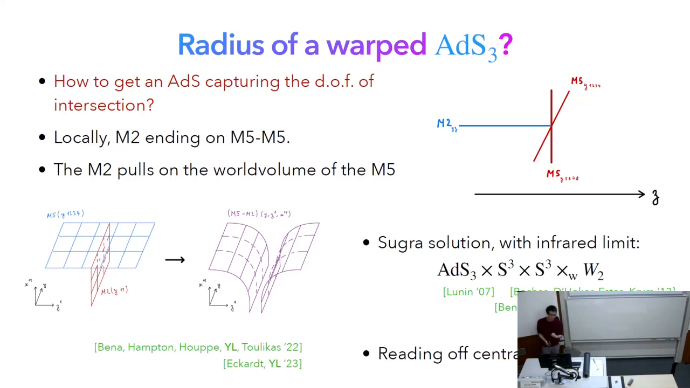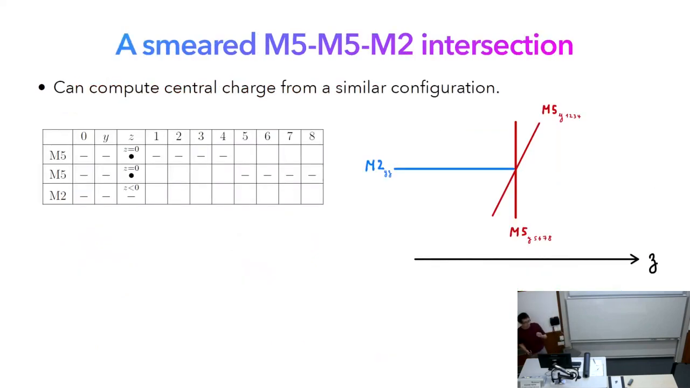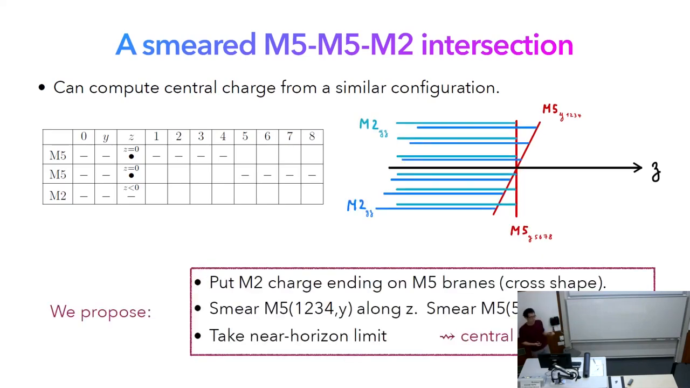Reading off the central charge in this configuration is a mess, but we can compute the central charge from a similar configuration. So instead of having this M2 brane ending at a point, we propose to put the M2 brane charge ending on the entire M5 brane along a cross shape, and then assume that Z is compact and smear the M5 charge along Z. We can take the near horizon limit, and this would give a central charge.